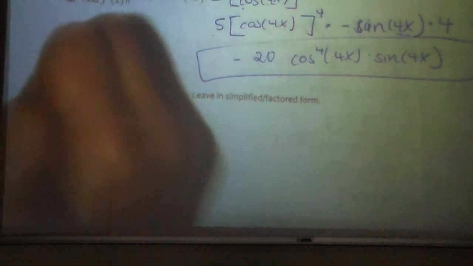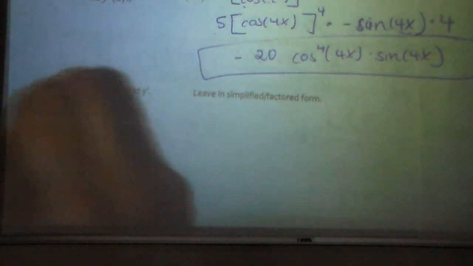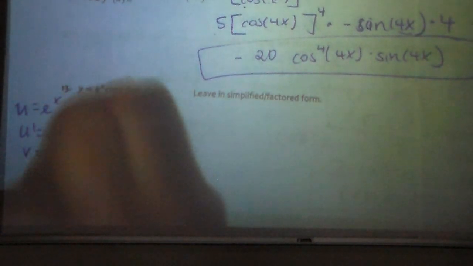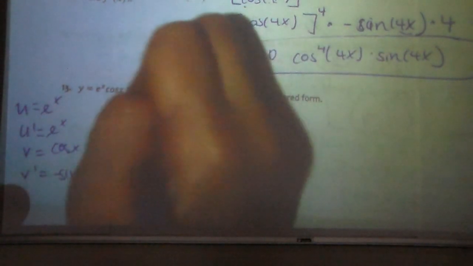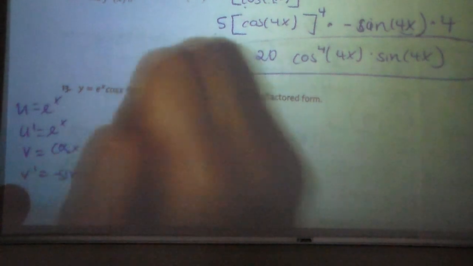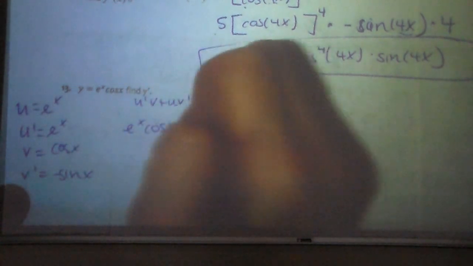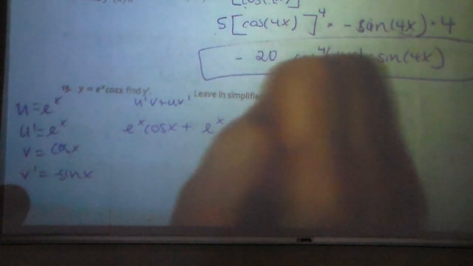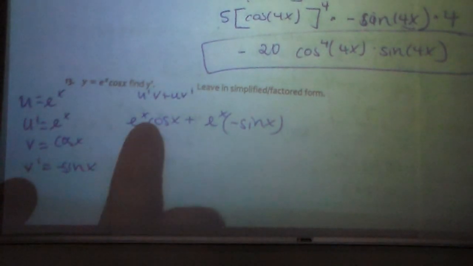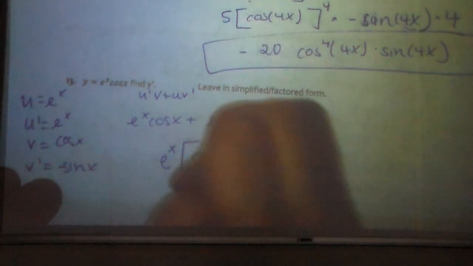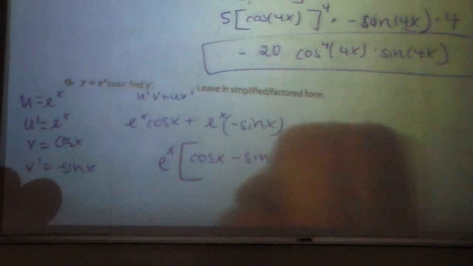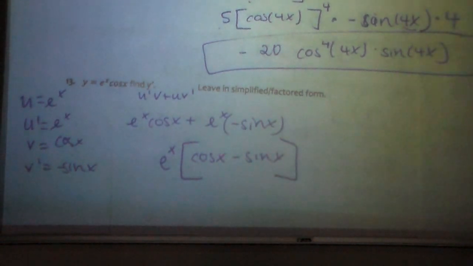Here we're going to use product rule. U is e to the x, u prime is e to the x, v is cosine, v prime is negative sine. So I've got u prime v plus u v prime, e to the x cosine x plus e to the x negative sine x. These have a common factor of e to the x, so I can pull out e to the x and I'm left with cosine minus sine. And that would be your simplified answer.